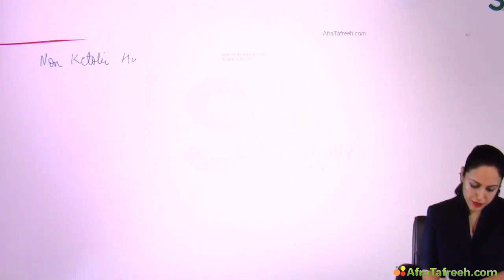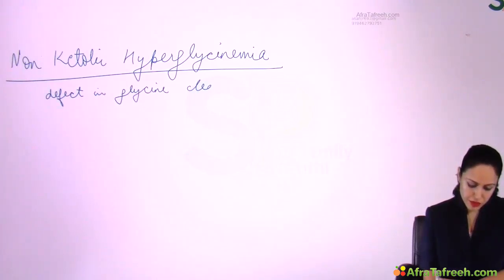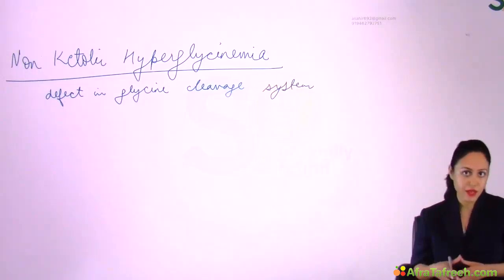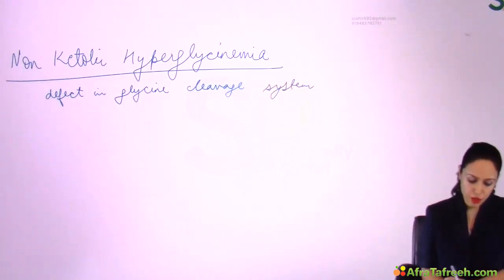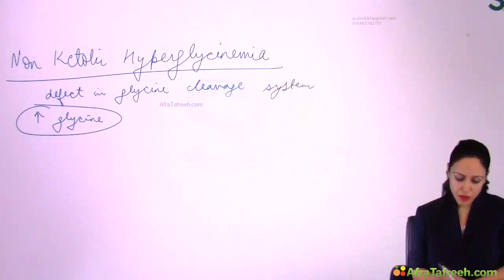Then coming to the other disorder, that is non-ketotic hyperglycinemia. Here in these patients, there is a defect in glycine cleavage system, which is the major pathway of glycine catabolism. Now, when glycine catabolism is not occurring, there is increased glycine. You know, glycine is a neurotransmitter. Symptoms will be appearing here.